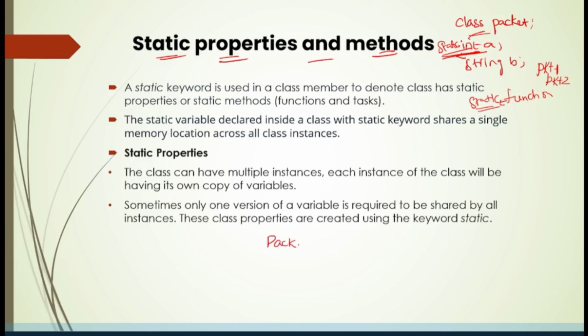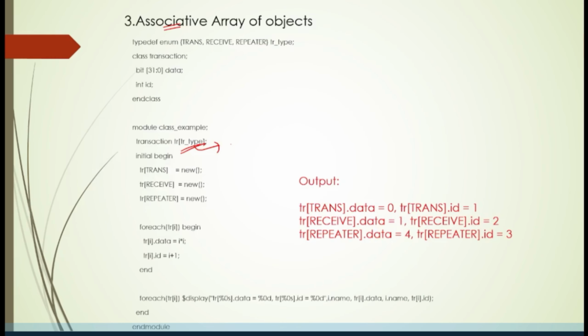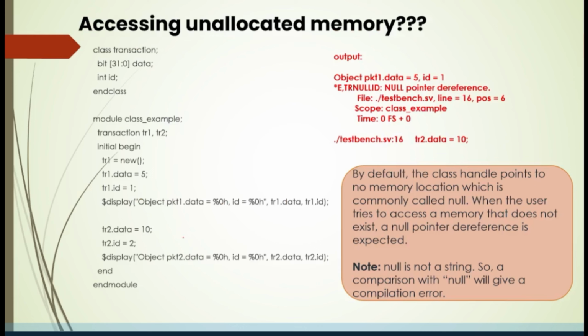So this is my class packet, and for this packet I have created two handles, pkt1 and pkt2. Now this pkt1 has two variables a, b, and pkt2 also has the same, a and b. Since I'll be creating the object with new for these two packets, they will have their individual memory. Is it or not? Now if you see in the earlier examples, individual memories.